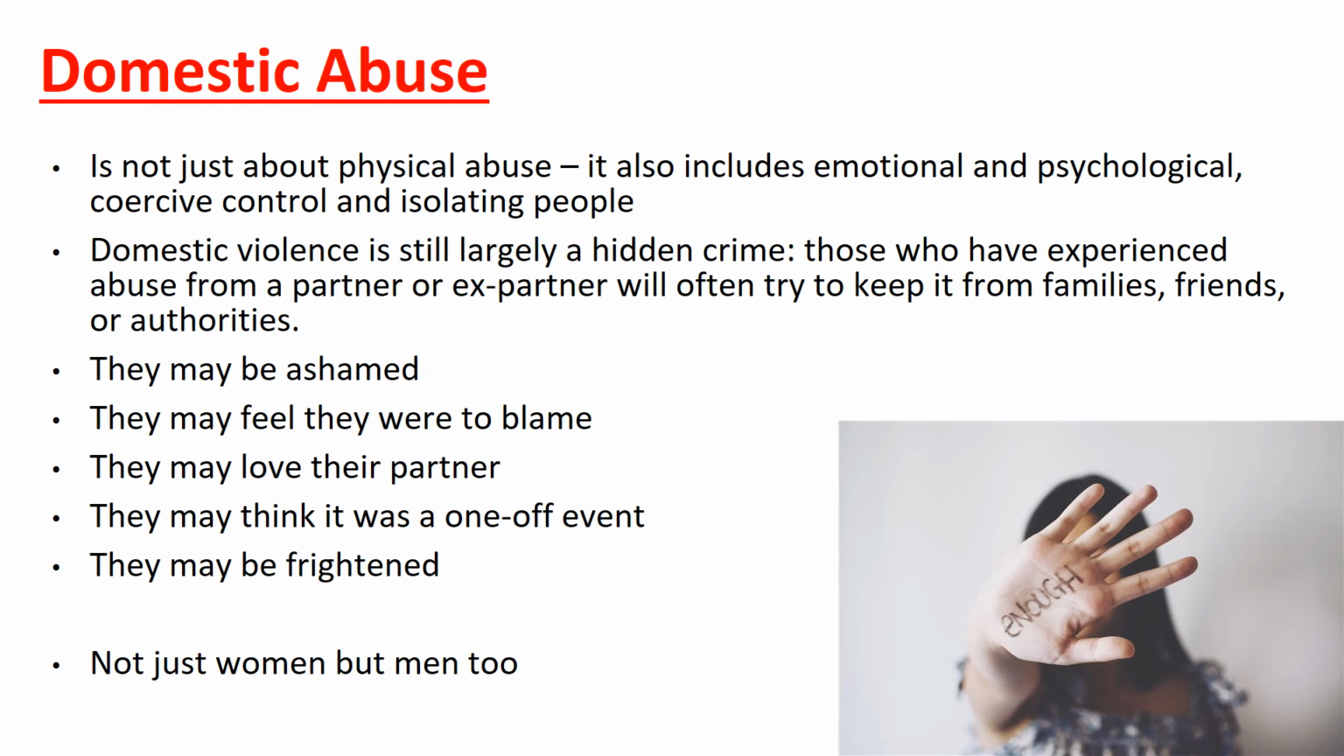Now, there are a number of reasons why this might be the case. They may be ashamed of what has happened. They may feel that they were to blame. They may love their partner and not want them to be criticised or punished for what they did. They might think it was a one-off event and it won't happen again. Or they may be frightened that if they tell someone about it, their partner will find out, and they'll be in danger of further and perhaps more serious violence.